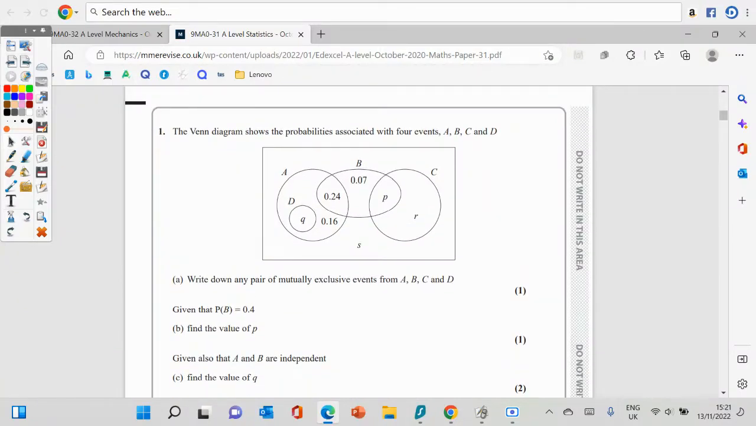We've got a Venn diagram that shows probabilities associated with the four events, A, B, C, and D. We want to write down any pair of mutually exclusive events from A, B, C, and D. Mutually exclusive means they've got to be separate from each other. So in this case, the only mutually exclusive pair for part A would just be A and C. They're the ones that are mutually exclusive from each other. So A and C for the first bit.